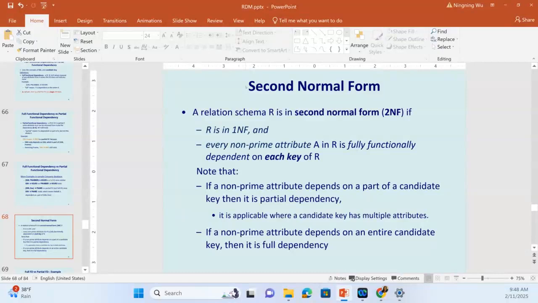Later we are going to study 3NF, or third normal form, and the condition on the third normal form is also much stricter than the second normal form. But anyway, if a relation schema is in second normal form, it must be in the first normal form first.